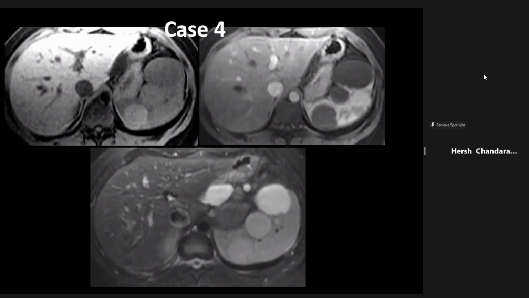What about this? This looks cystic too, but the signal intensity here is altered. It's slightly hyperintense on T1, and it's hyperintense on T2.